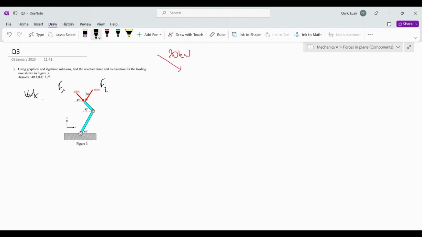We're going to have the y component and the x component with a 45-degree angle in here. There we go. So this is F1y and this is F1x. F1x, if you remember from last video, is the adjacent side of the angle, so it's going to be 20 cosine 45 degrees, and F1y is going to be 20 sine 45.